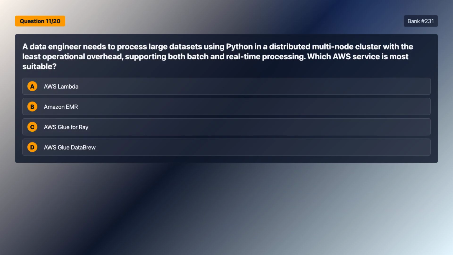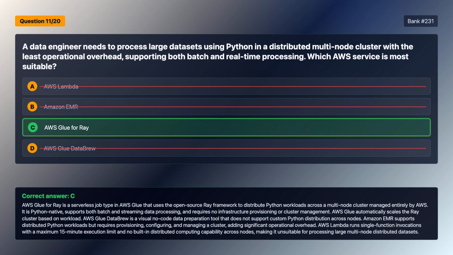Question 11. A data engineer needs to process large datasets using Python in a distributed multi-node cluster with the least operational overhead, supporting both batch and real-time processing. Which AWS service is most suitable? Select one answer. Review the answer choices on screen. The correct answer is option C.